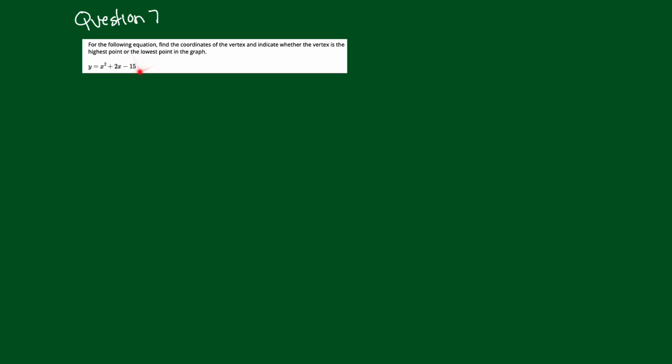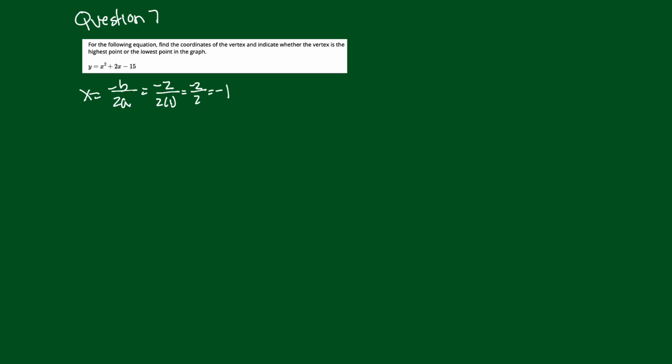Question 7 says, for this equation right here, find the coordinates of the vertex and indicate whether the vertex is the lowest point on the graph or the highest point on the graph. So let's use our formula for the vertex here. We can get x is equal to negative b over 2a. Now, this is going to be negative b. b is 2, so I'll get negative 2 over 2a. a is 1. So I'll get negative 2 over 2. I get negative 1 out of here.